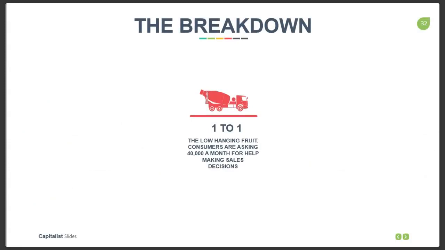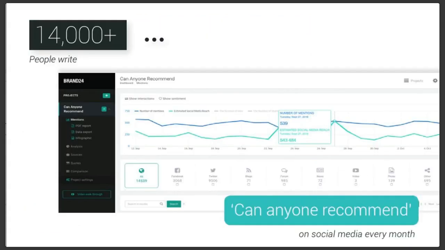And then the third one, this is one-to-one. This is the low-hanging fruit. This is my baby. I love this topic, and I could talk about it all day, but I believe we don't have that much time. So what I want to show you now is, what does it mean to actually go out and be active to people that are talking on social? So let me show you some statistics first.